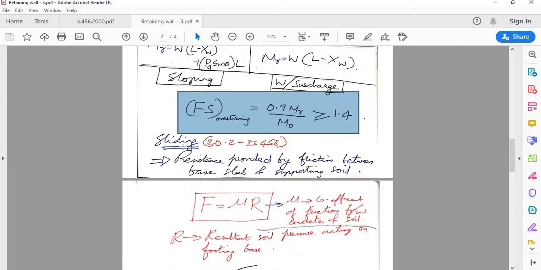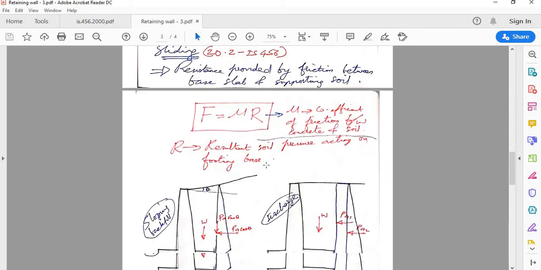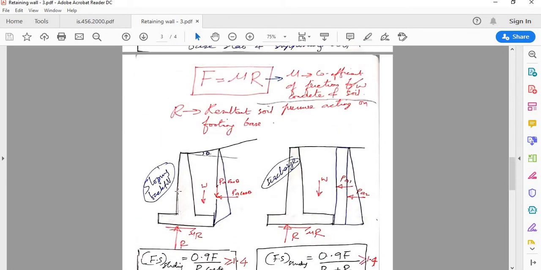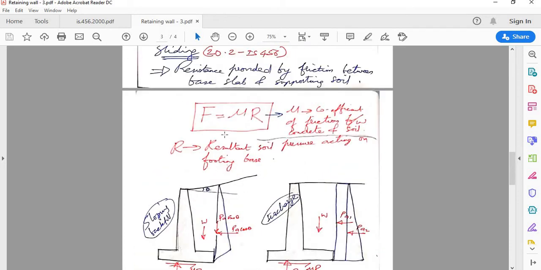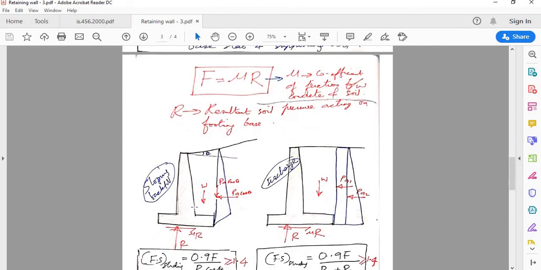Now let's come to the sliding check. In the case of sliding, as we know, this retaining wall as a whole will try to move towards the left. On the right side you have that earth backfill, right? So it will try to move towards the left, and as a result there is a chance of it sliding. So basically, when it tries to slide, what is resisting it against sliding is nothing but the frictional resistance that is developed.